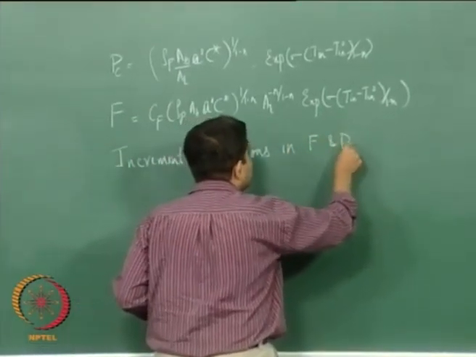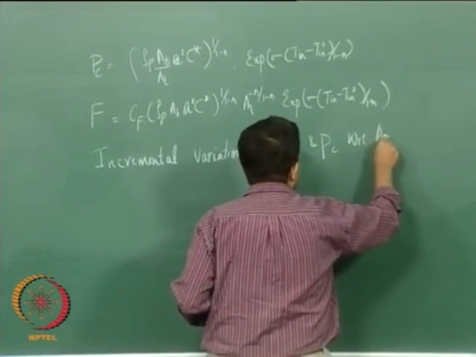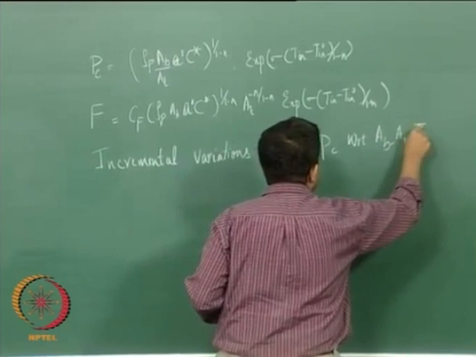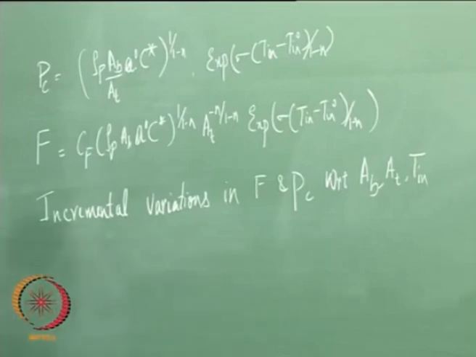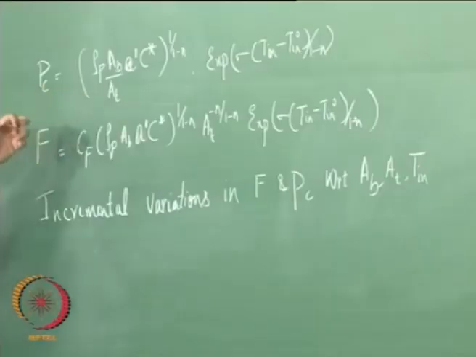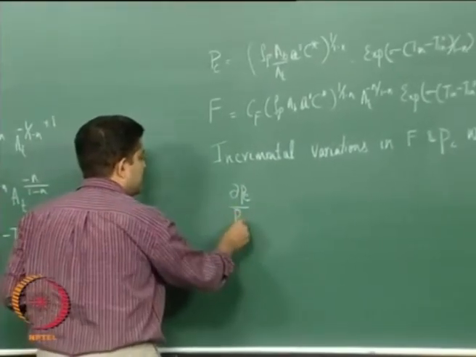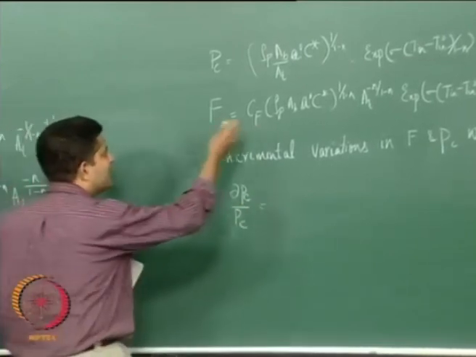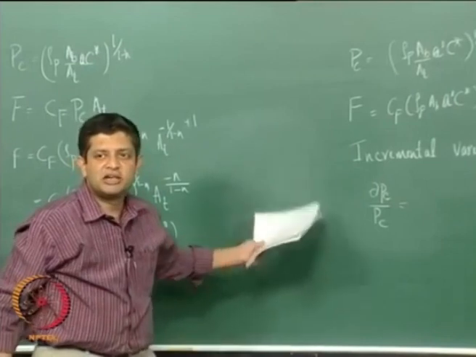F and PC with respect to AB, AT and initial temperature, okay. So, let us take firstly AB. What is the variation of PC with respect to AB? So, we get dou PC by... if I take PC, if I divide it by PC, this is the same as AB appears in the same fashion in both these equations, right. So, the partial derivatives will be the same.